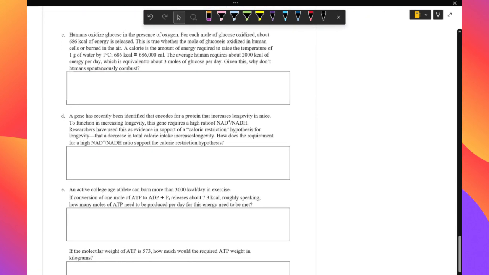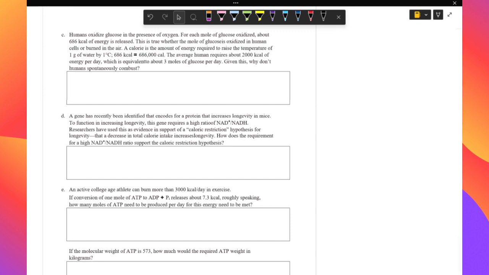C. Humans oxidize glucose in the presence of oxygen. For each mole of glucose oxidized, about 686 kilocalories of energy is released. We've seen this number before. This is true whether the mole of glucose is oxidized in human cells or burned in the air. All right, so we're given an assumption here.